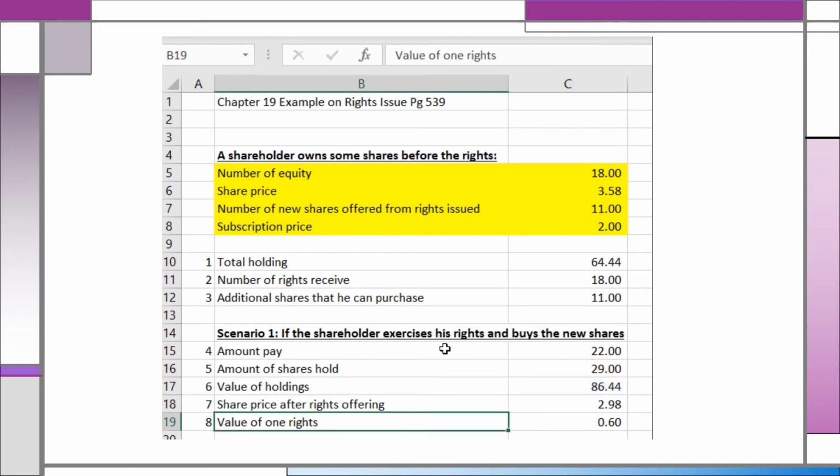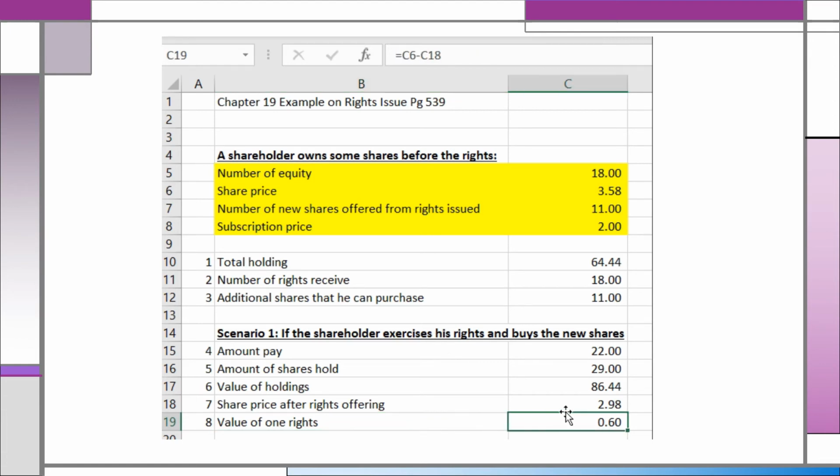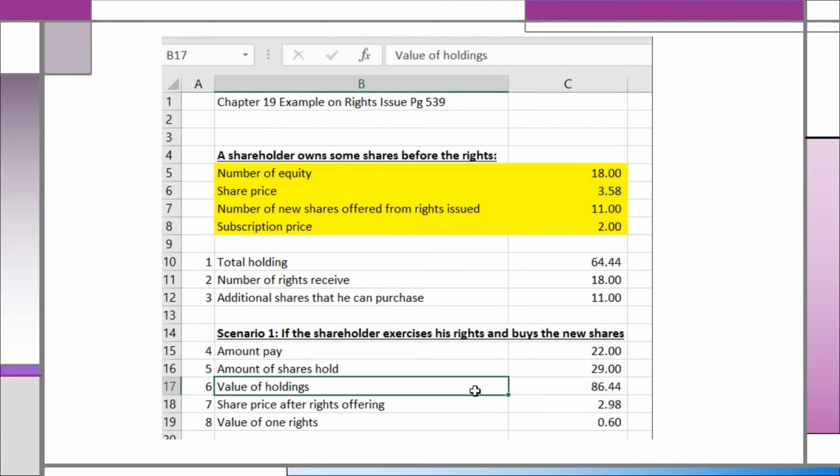Question 8. How much is the value of one rights? The value of one rights is the difference between the old share price and the new share price. This means the decrease in the share price is the value of one rights.